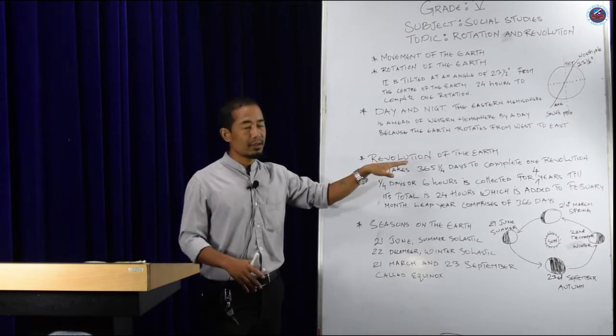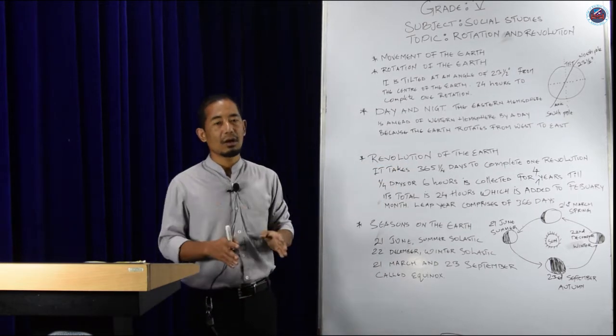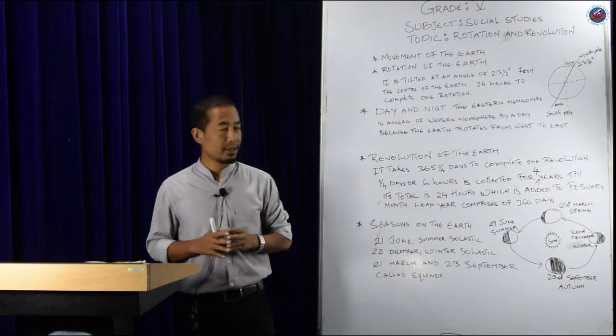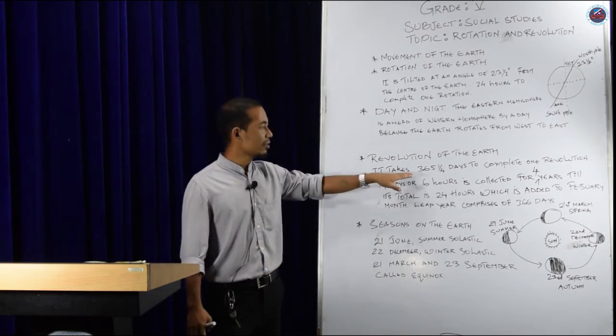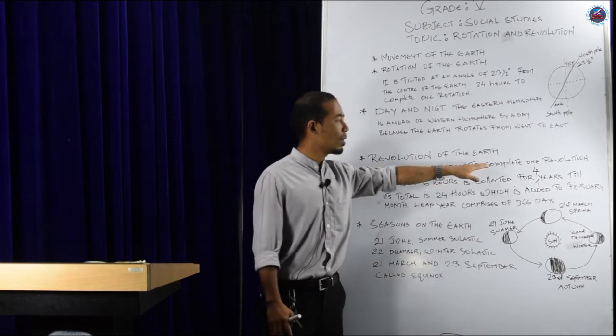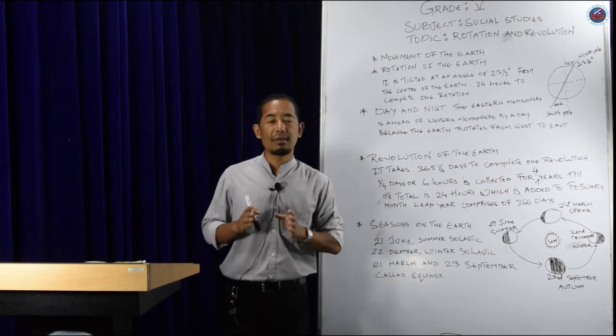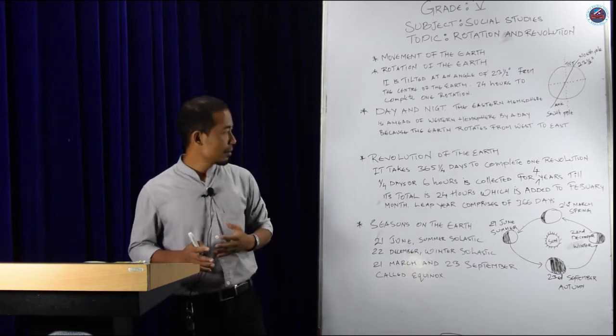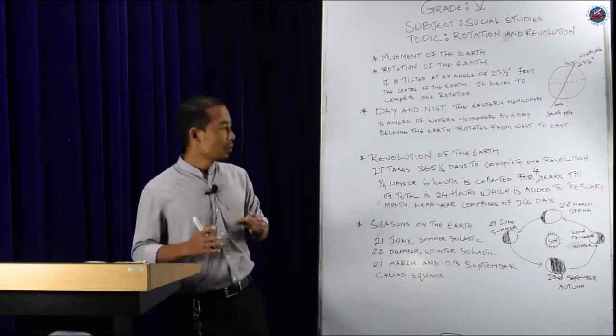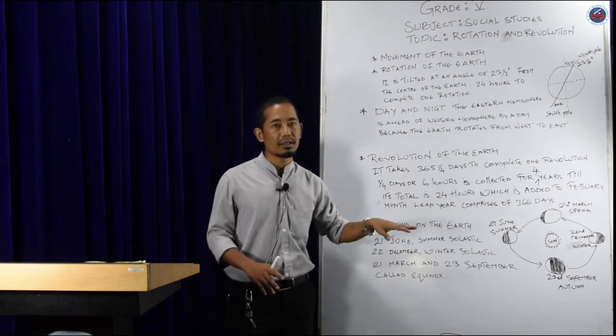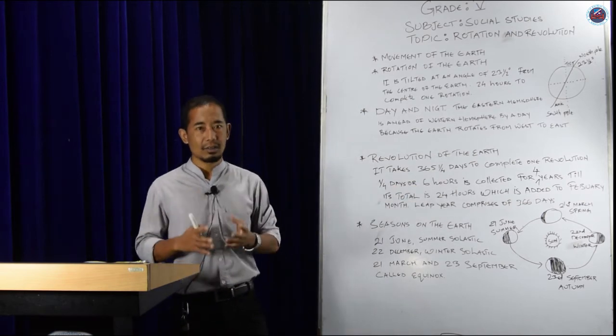Now, revolution of the earth. The earth revolves around the sun on a fixed orbit, and it takes 365.5 days to complete one revolution. In a normal calendar, we have 365 days. So you might be thinking where the half day or the 6 hours has gone.